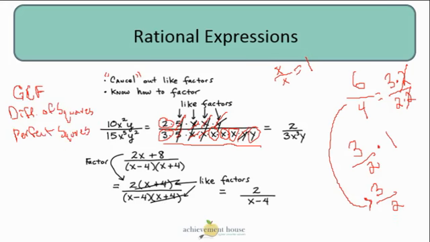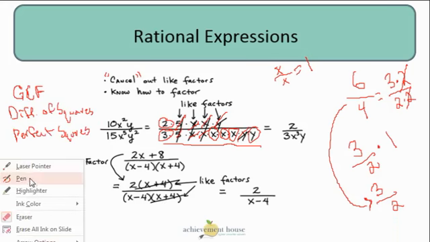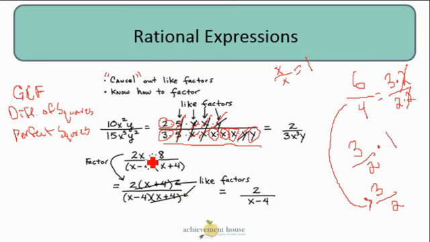So for this problem, all we need to do is see that there are common factors in 2x and 8 in the numerator. So I'm going to take out the greatest common factor, which is 2, and I'm left with 2 times x plus 4.